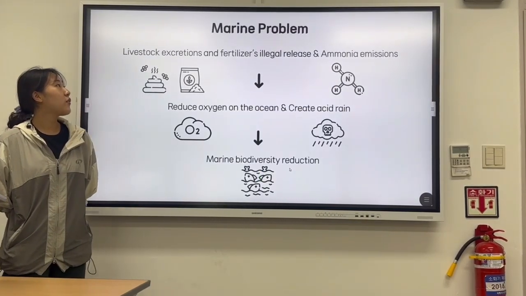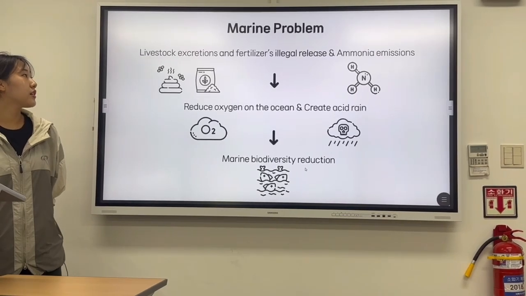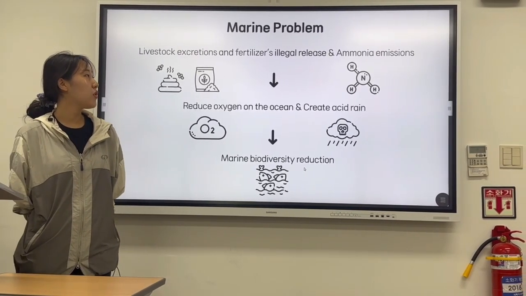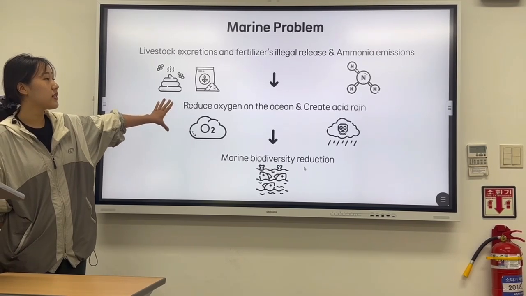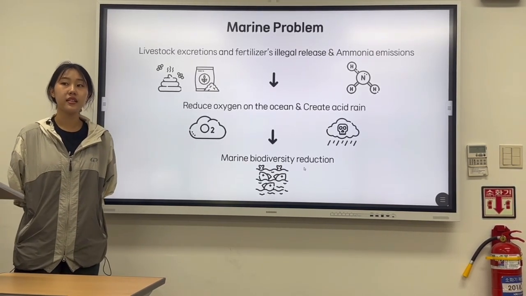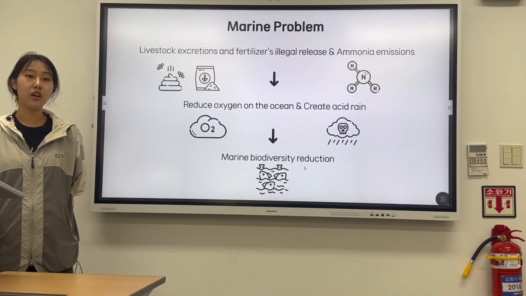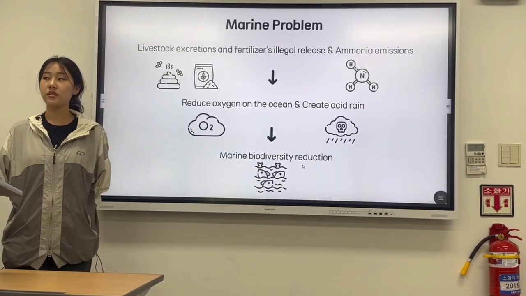And third is marine pollution. Livestock excretions, illegal release of fertilizers, and ammonia emissions reduce oxygen in the sea and create excess algae, and it makes the sea a dead zone that cannot be inhabited by marine life. It makes marine biodiversity reduce.